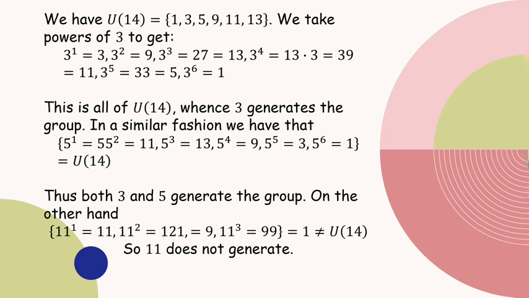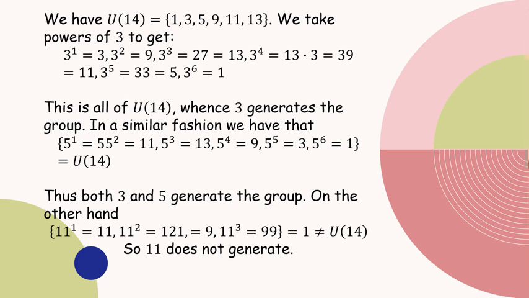We take powers of 3 to get 3^1 equals 3, 3^2 equals 9, 3^3 equals 27, which is 13, 3^4 equals 13 times 3 equals 39, which is 12, 3^5 equals 33, which is 5, 3^6 equals 1. This is all of U(14). Hence, 3 generates the group.